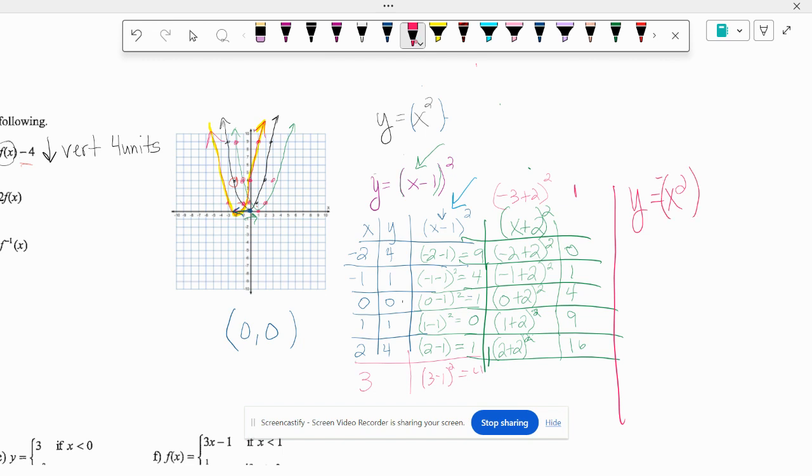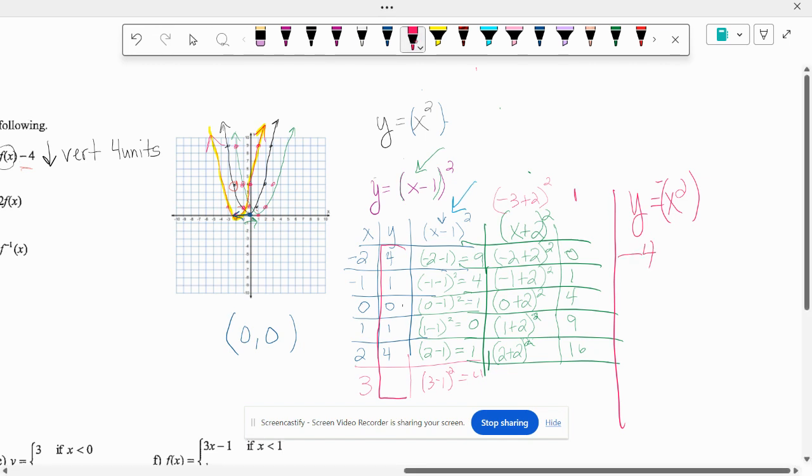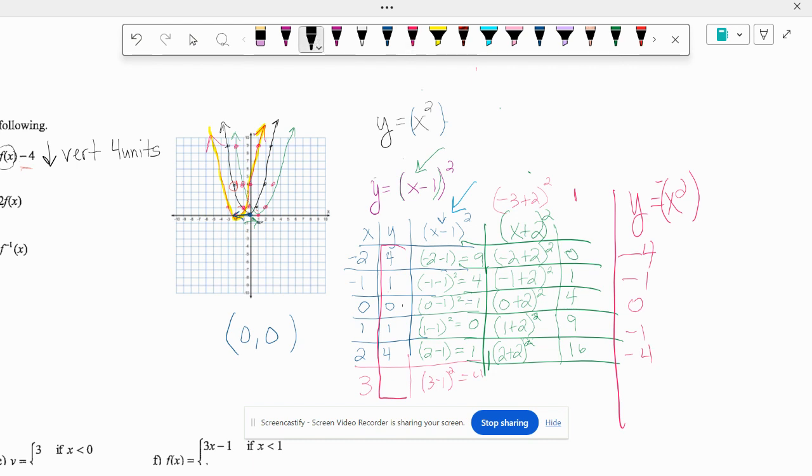So you're just going to take all of your outputs and make them the opposite. The opposite of a positive 4, when x is negative 2, is a negative 4. The opposite of a positive 1 is negative 1. 0 doesn't have an opposite, but all of these are going to get the opposite sign. So hopefully you see what happens is you just take this parent function and you're flipping it. It's called reflecting. You're reflecting this over the x-axis. So all you do is flip it.